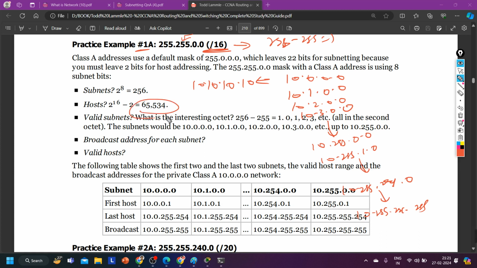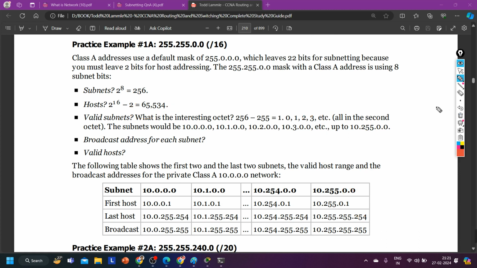Valid hosts in one network: 65,534. Now subnets: 256. Number of networks, block size. So 256 networks. 256 minus 255 is 1. The network is going to be 0, 1, 2, 3, and so on. Here 2, here, then here, like this, up to 255. Okay. Got it?